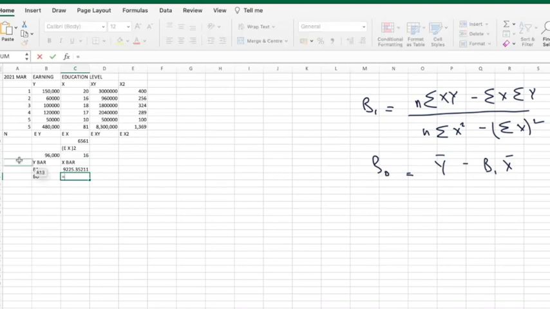y bar is this minus beta 1 times x bar, and this is how you get the value of beta naught. अब आपके पास बीटा नॉट बीटा 1 आ गया.